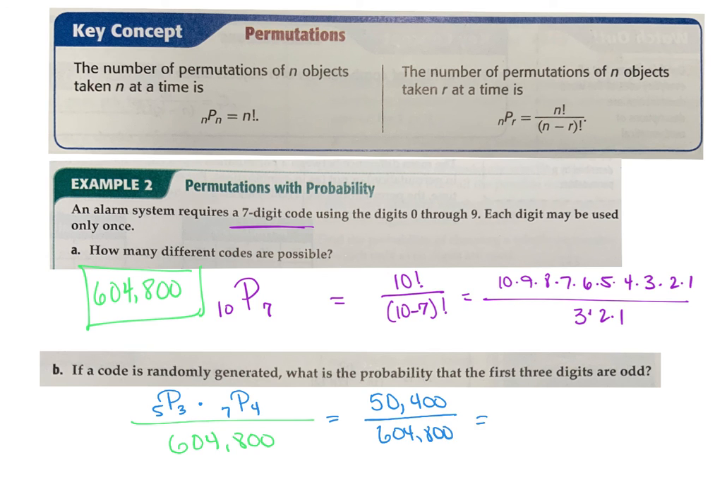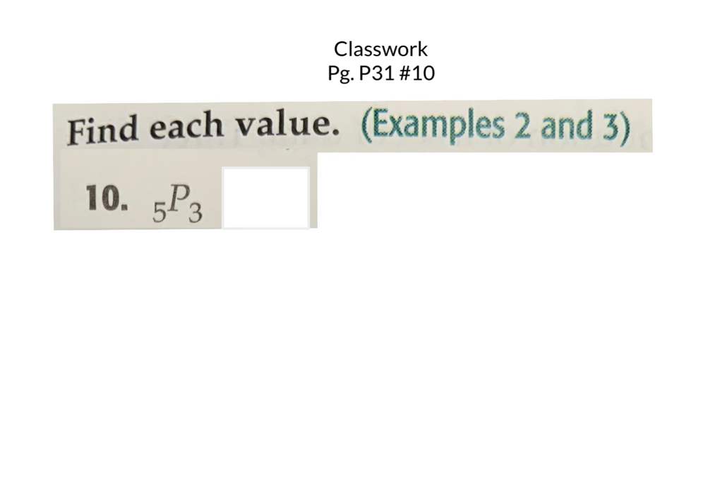They want the probability. So this ends up being about 8%. About an 8% probability. It's 0.08. About an 8% probability that the first three are odd. All right, so for this one, permutation of five things taken 3 at a time was 60.